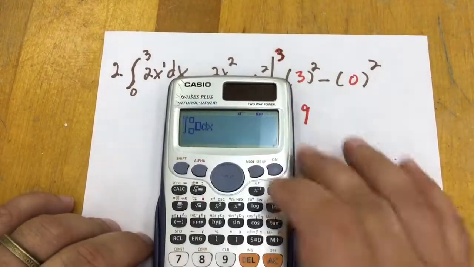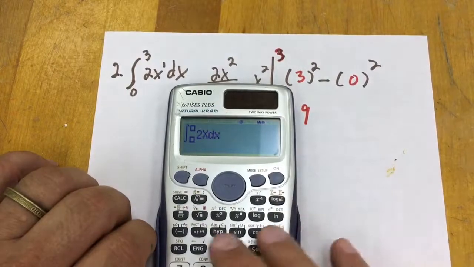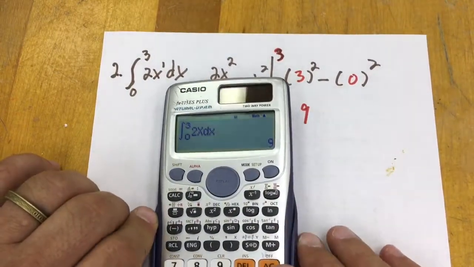Let's test that on the Casio. Integral of 2 alpha x from 0 to 3. And yes, it equals 9. I want to find this integral.